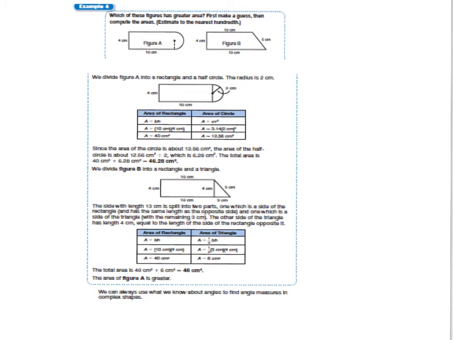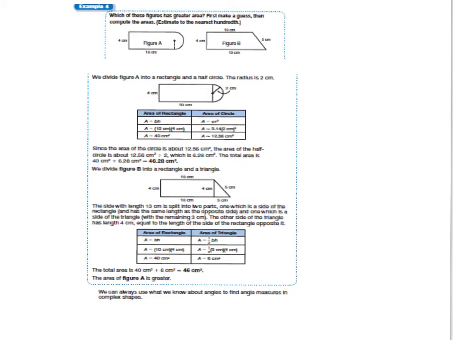Now in example 4, rather than comparing the perimeter, we're going to compare the area of the two figures and find out which figure has the greatest area. Figure A is a rectangle with a semicircle, just like before, only area is different. So we're going to do length times width for the rectangle. That's where our 10 times 4 is going to be our 40 centimeters. And then we're going to have to find the area of a semicircle. So we use the area of a circle, pi r squared, and then we cut that in half because we're finding the area of a semicircle.